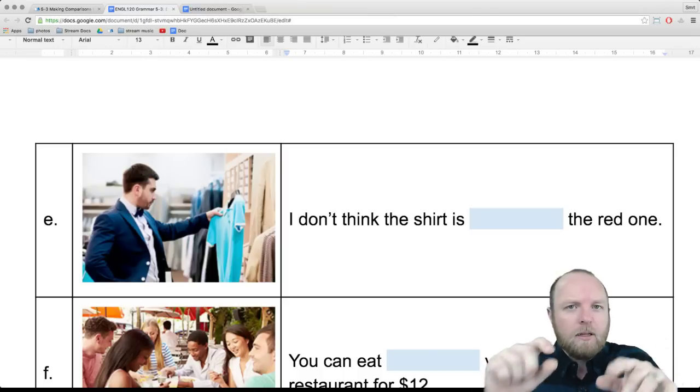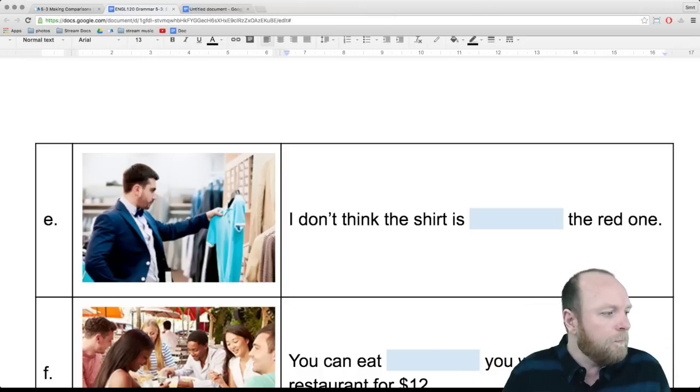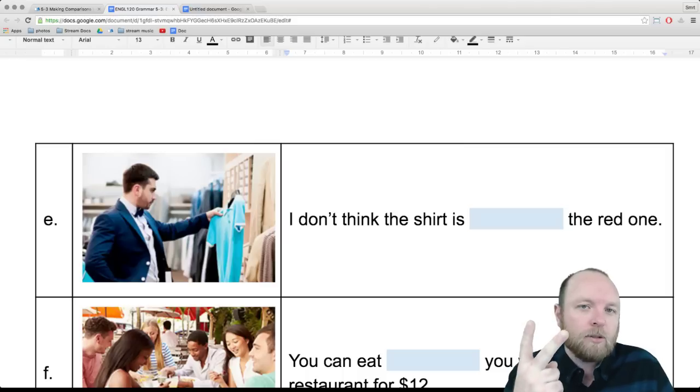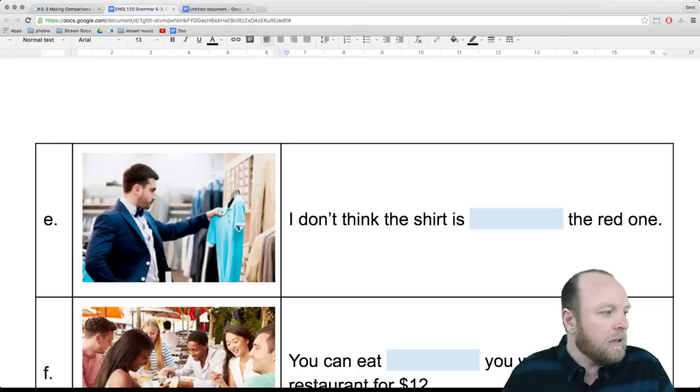Okay. E, I don't think the shirt... Let's look at your answers for E. Please type the letter E, right? Aaron, as good as. Excellent. Somebody with a Russian or Ukrainian name, I'm not sure of the difference. As good as. Excellent. Amini, as good as. Don't forget, Amini, the as two times, okay? As good as.